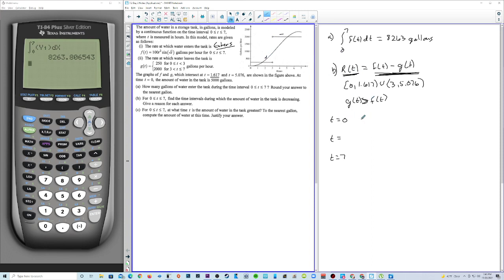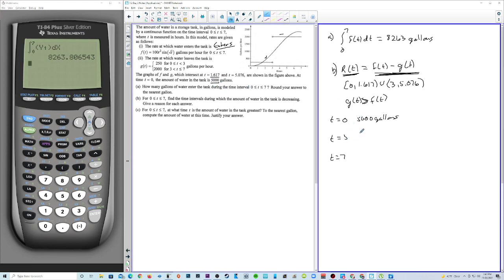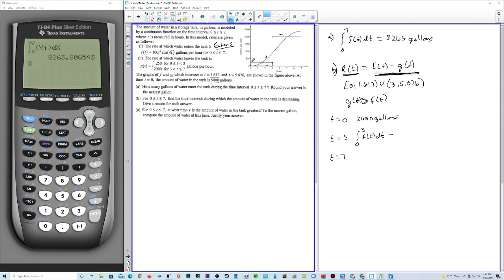So when t is 0, there are 5,000 gallons. And that's given right here. The initial amount is 5,000. Now we need to get to 3. And so we're going to integrate from 0 to 3 of f of t. That's the amount that enters. And then we have to subtract the integral from 0 to 3 of g of t, but that's just a rectangle. We're integrating here, so we're finding the area under the curve. So we want all of that area, and that's going to be 3 times 250.